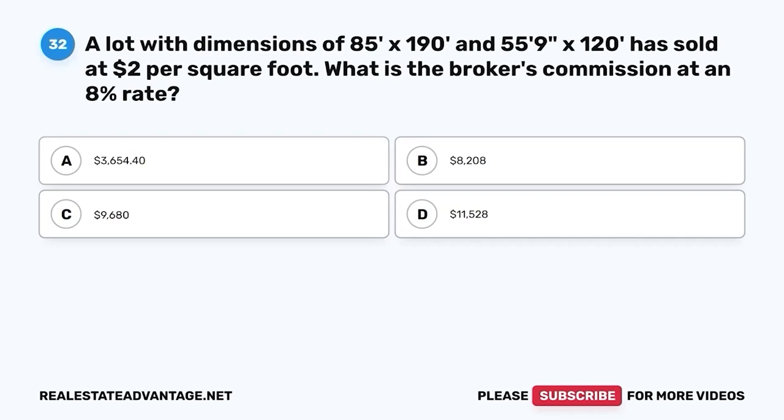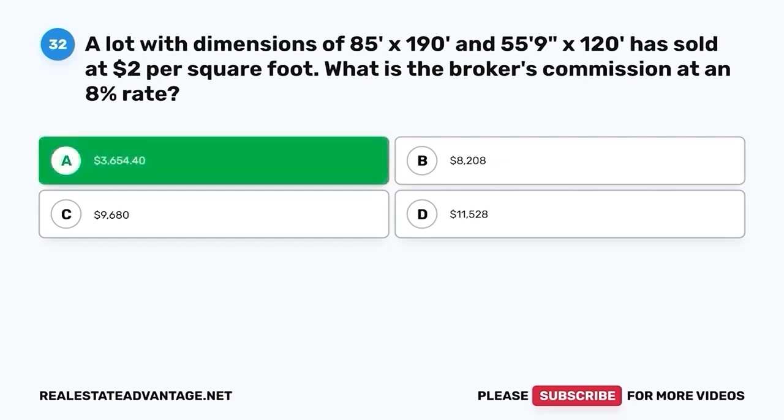Question 32. A lot with dimensions of 85 feet by 190 feet and 55 feet 9 inches by 120 feet has sold at $2 per square foot. What is the broker's commission at an 8% rate? A. $3,654.40. B. $8,208. C. $9,680. D. $11,528. The correct answer is A. $3,654.40.